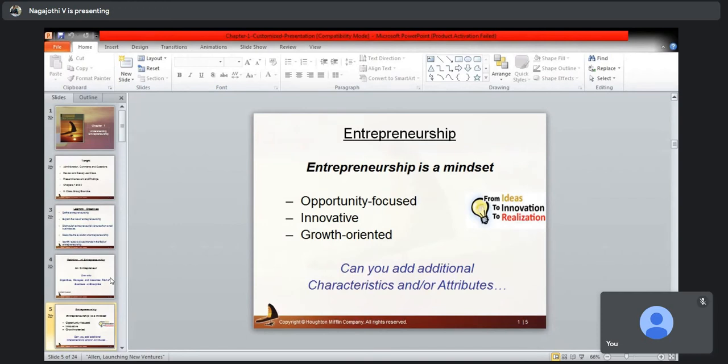Once they have started focusing more and more, it is possible for them to run an organization better. So these are all the important areas. From ideas to realization: idea is converted to innovation, innovation is converted to realization, and finally they make money out of this product or service that they are feeding into a market.